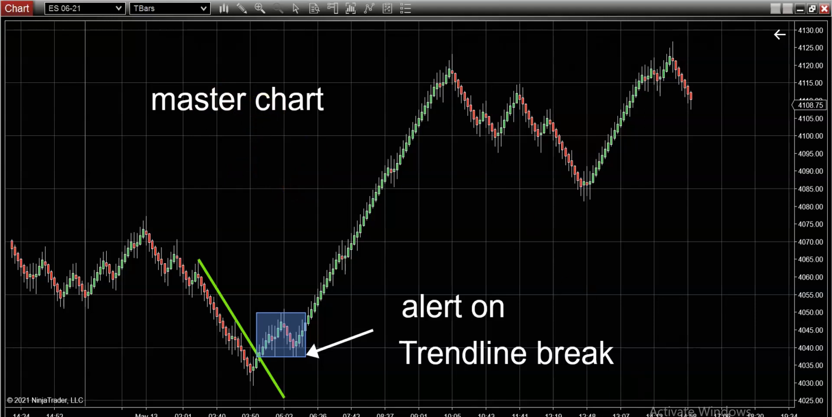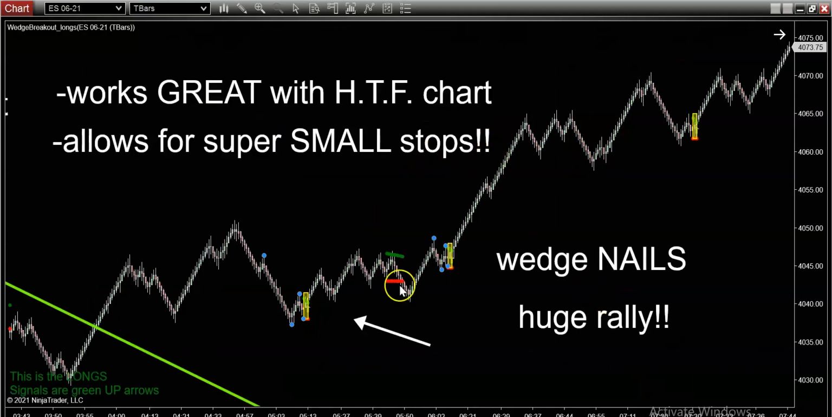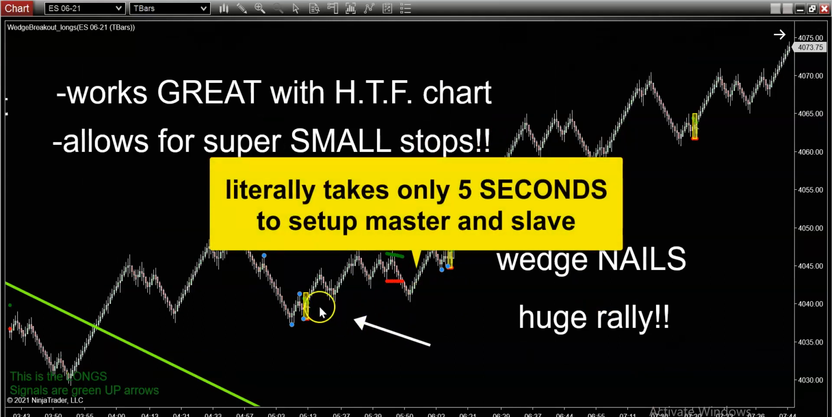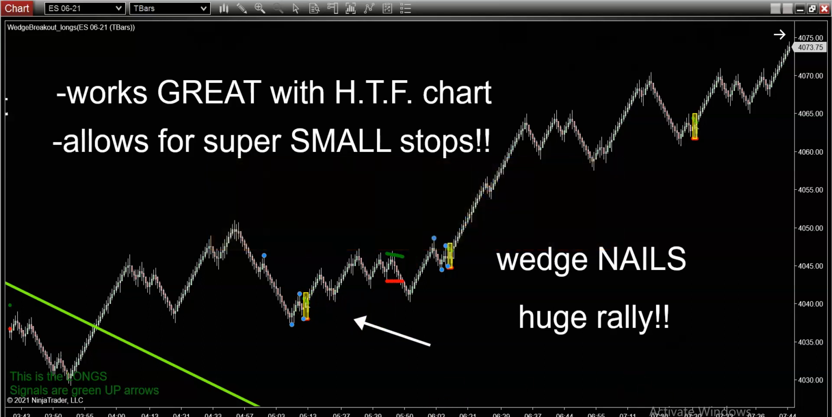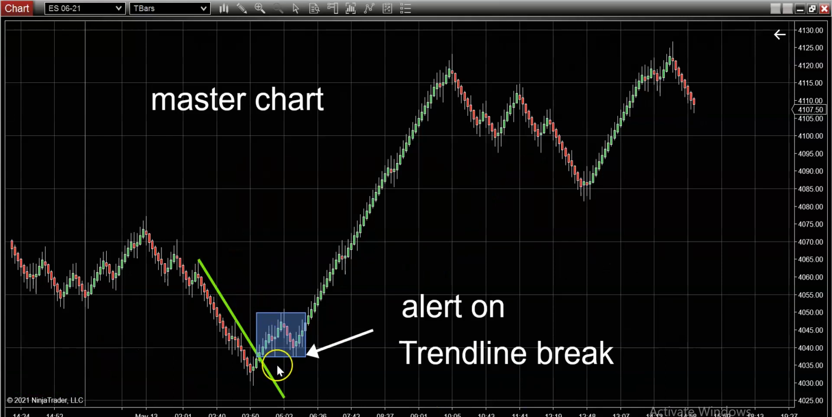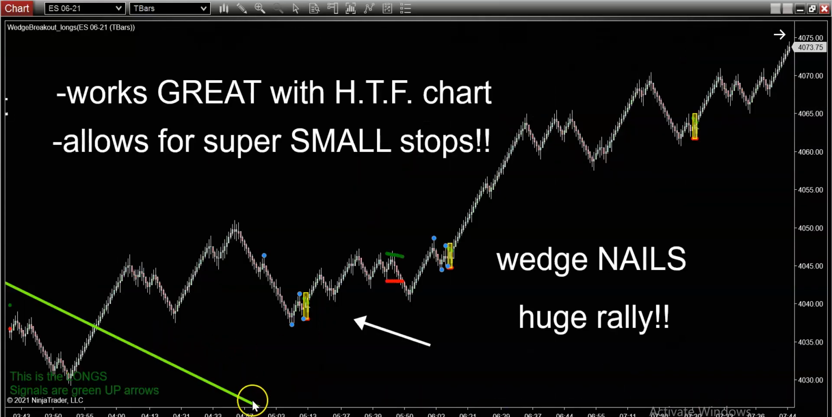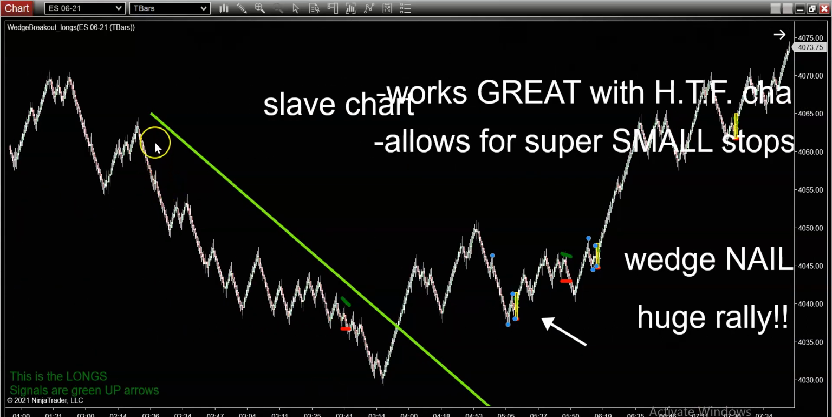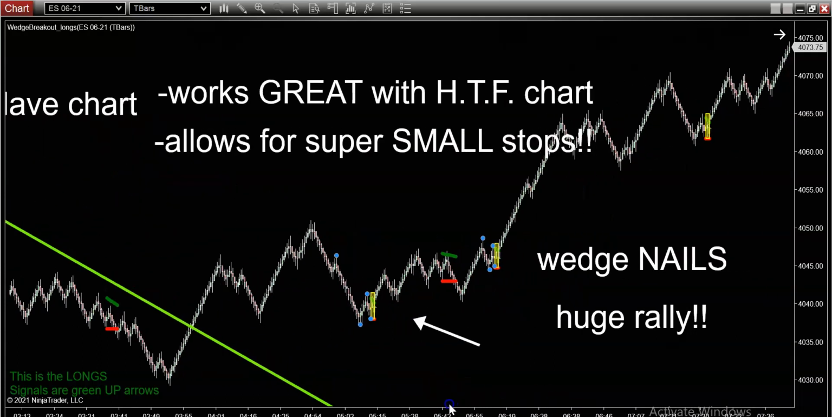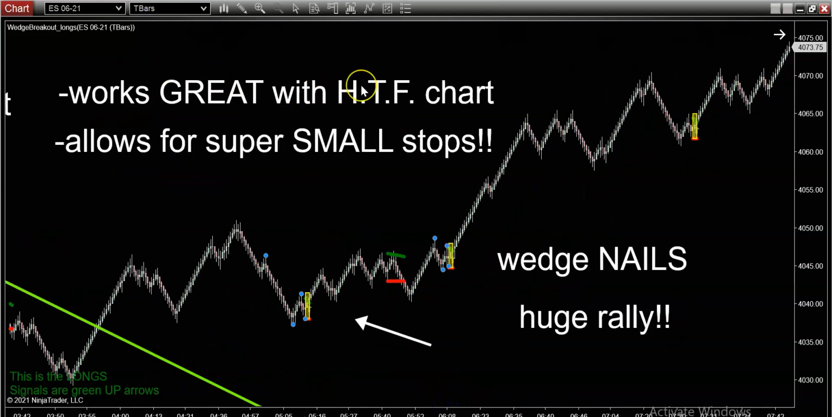Okay, and you're going to need the slave chart. This is the slave chart here, where all the action happens, the potential entries take place, etc. Right? And all you're really doing, guys, is you're combining the master trend line and you're merging it into the slave chart, which is this. You could kind of consider this a floating trend line, right? Because this is the slave chart. Makes sense?